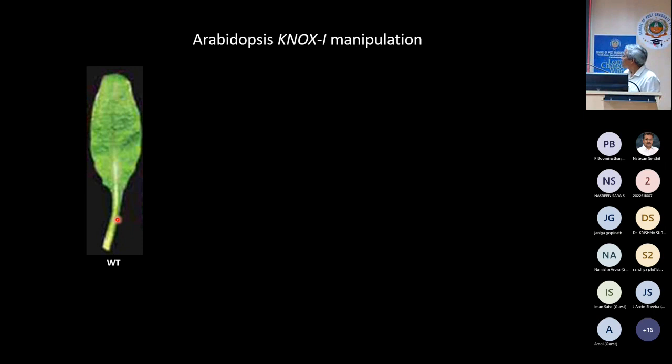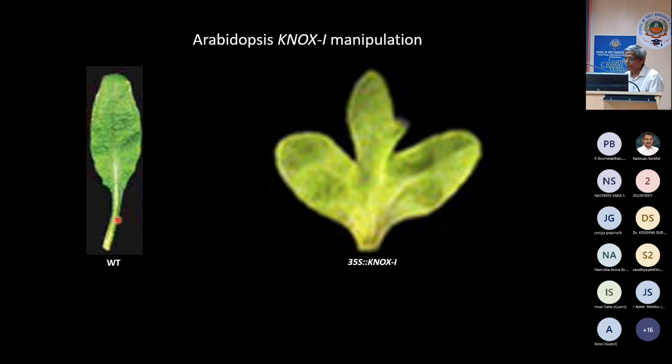So overexpress the NOX1 genes and then see whether it is getting compound. Do you call it compound? I don't call it compound. You can call it a lobed leaf, but it is a simple leaf. Because compound is only when this dissection goes all the way down to the midrib and separates one from the other. This kind of simple leaf is present even in the maple, which is also a simple leaf, right? So you cannot convert a simple leaf into a compound leaf by overexpressing. The shape changes a little bit, becomes lobed, but not a compound leaf.